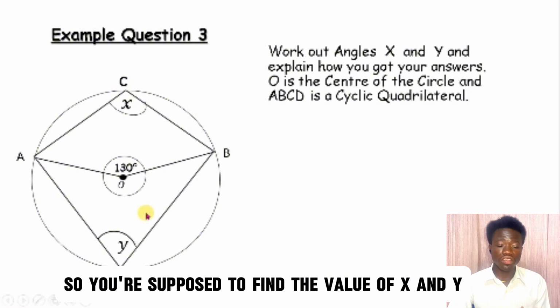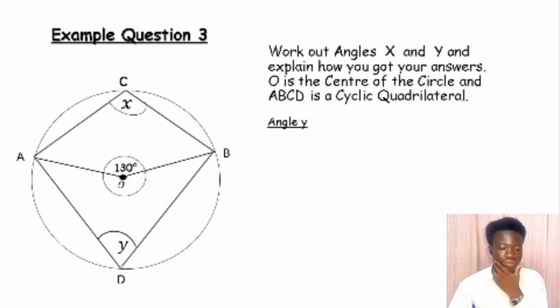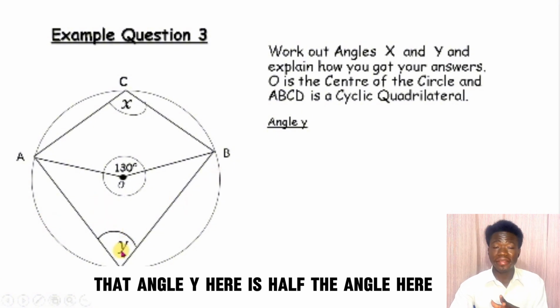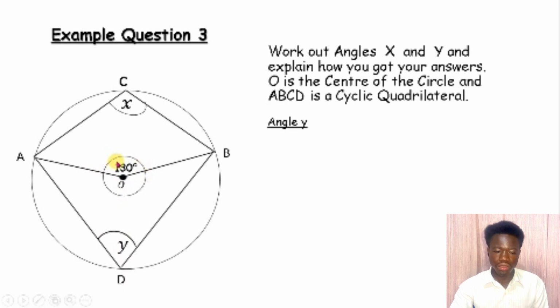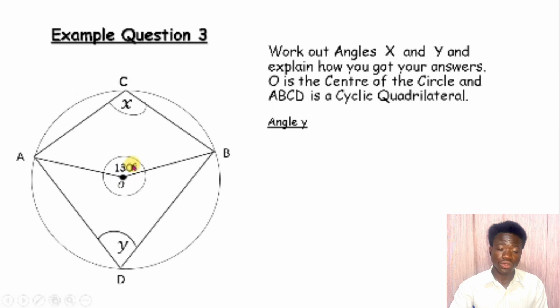So the quadrilateral is inscribed inside the circle. Okay, so you're supposed to find the value of X and Y. So let's first get Y and we continue. Now there's a property that states that angle Y here is half the angle here. Angle ADB, that's Y, is half angle AOB, that is 130 degrees.